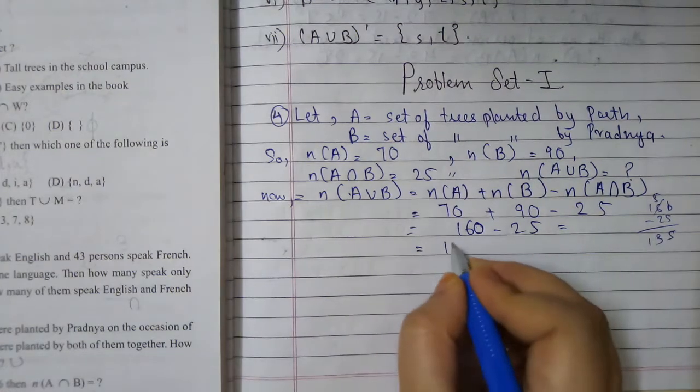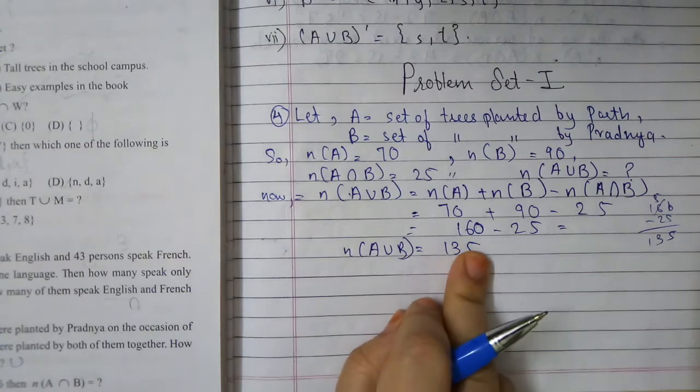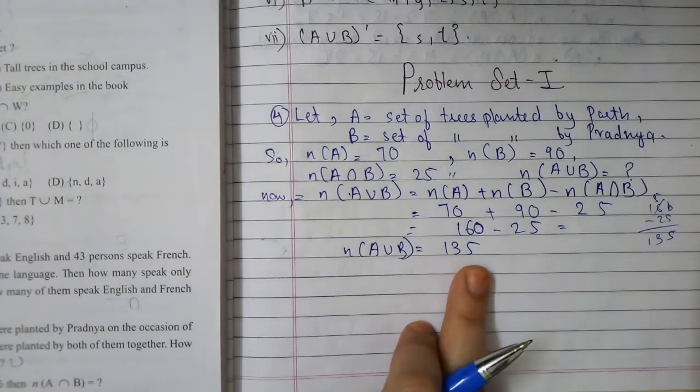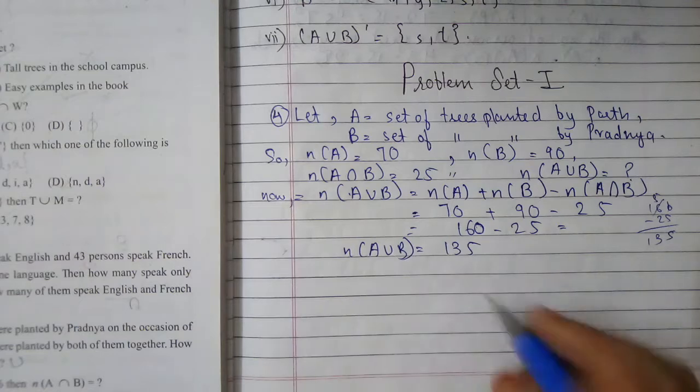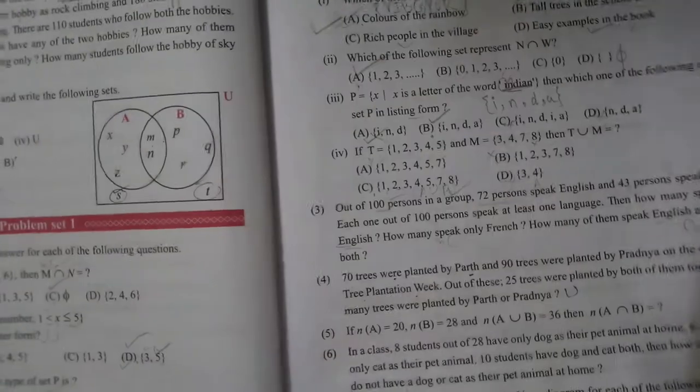So 135 trees were planted by Pradnya or Parth. So this is our final answer. Now let's see question number 5.